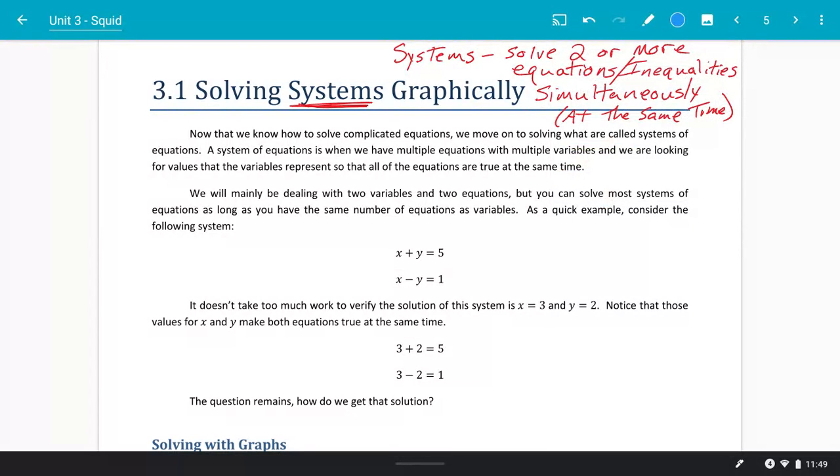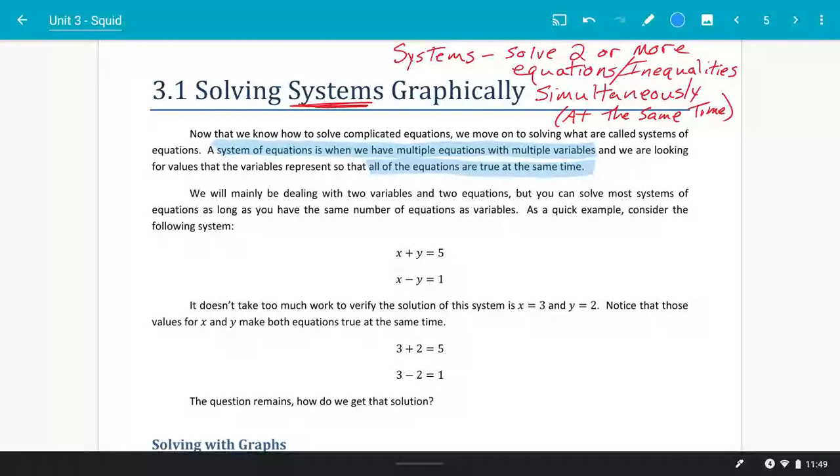Now that we know how to solve complicated equations, we move on to solving what are called systems of equations. Systems of equations is when you solve multiple equations with multiple variables and are looking for the values of the variables to represent the equations that are true at the same time. I'm going to clean that up. Systems of equations, when you solve multiple equations and multiple variables, and all of the equations are true at the same time. Okay, that looks important to me.